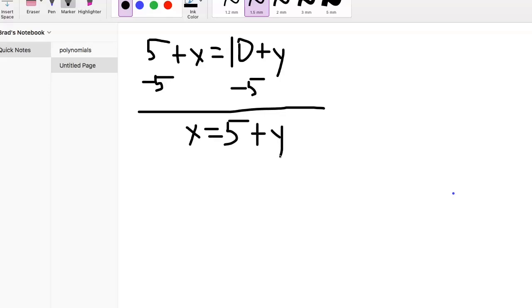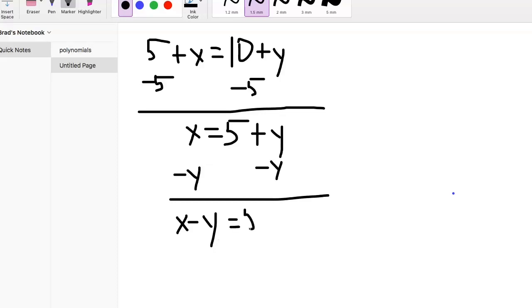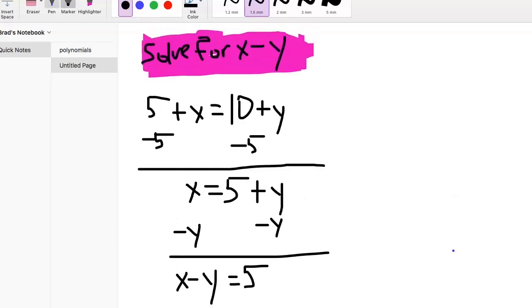And from here, all we're going to do is subtract y from both sides. And now we have that x minus y over on the left side, don't we? x minus y. Those y's on the right side are going to cancel out. We're going to have x minus y equals 5. There's our answer. Not too tough, right? So the key there was that I got x by itself on the left side, and it equals some number plus y, and then you can subtract y. And it's that easy.